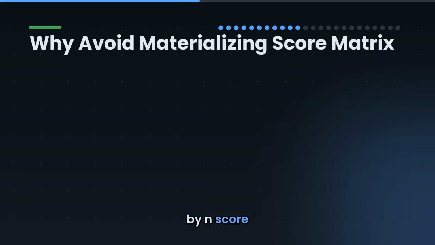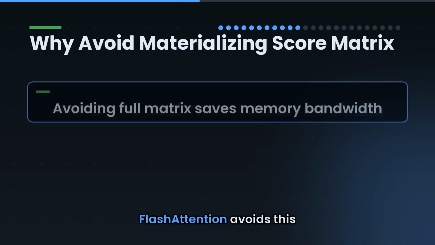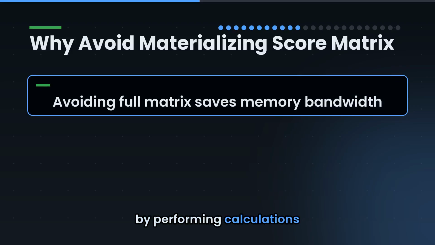Materializing the n-by-n score matrix would require significant memory bandwidth. FlashAttention avoids this by performing calculations directly in SRAM. This not only speeds up computation, but also reduces memory bottlenecks.